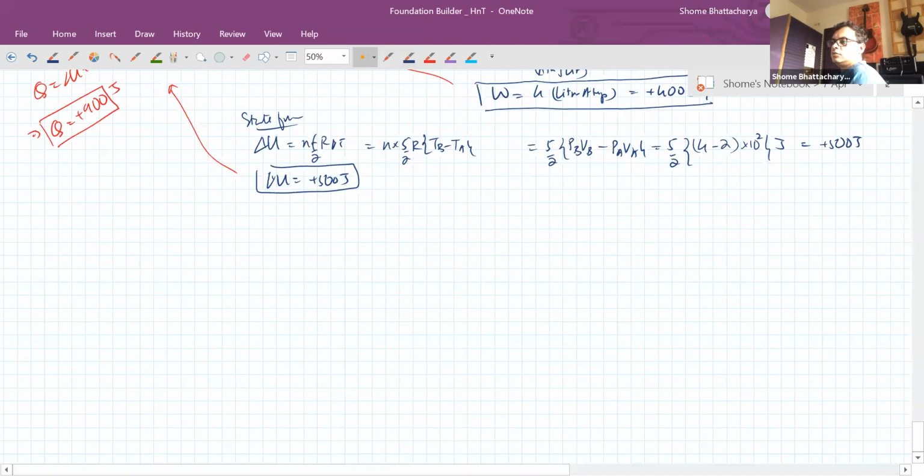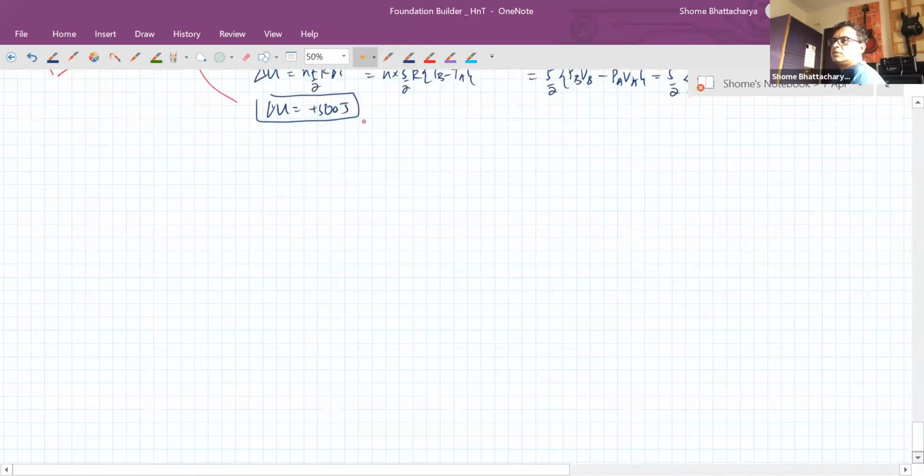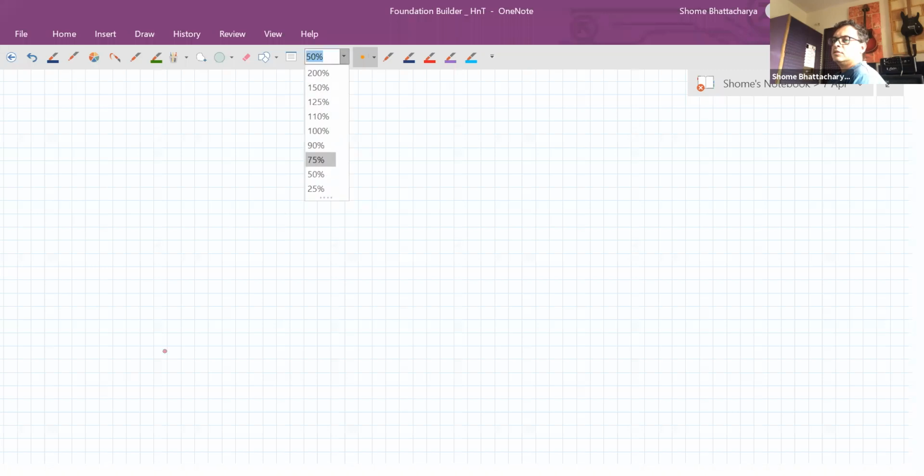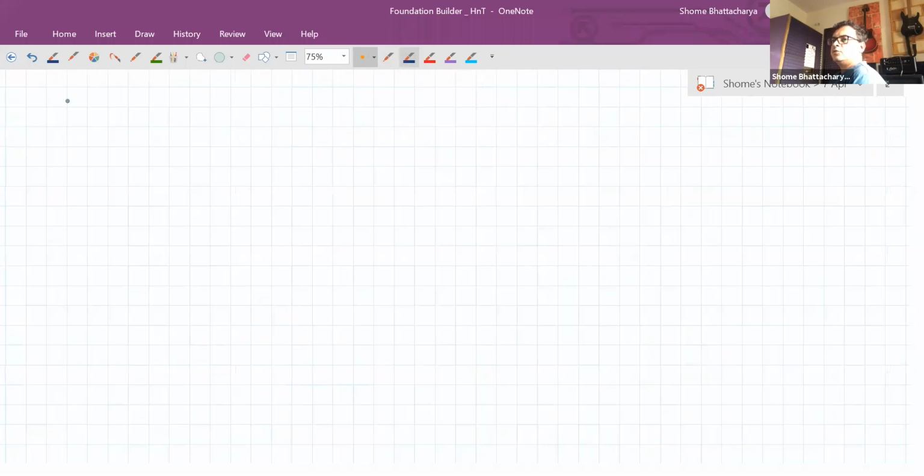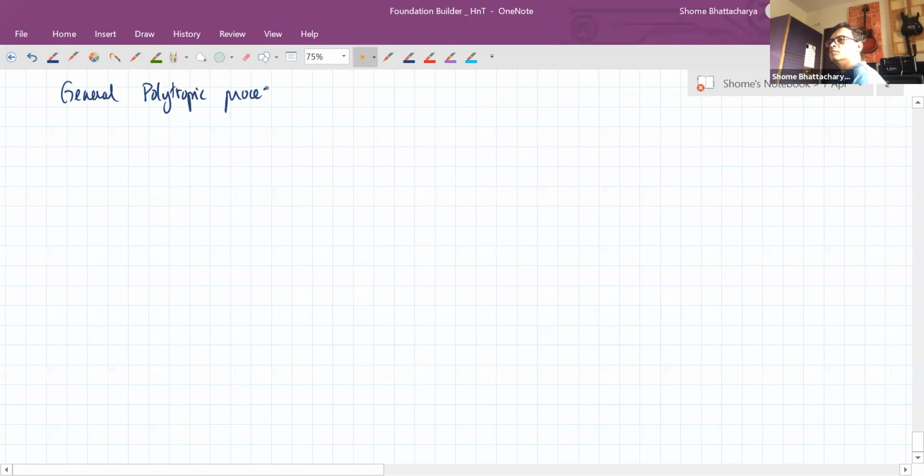Okay, so now that we have understood this, let's have a look at the derivation of the polytropic formulae. So coming back to the general polytropic process, we have PV to the power alpha is constant.